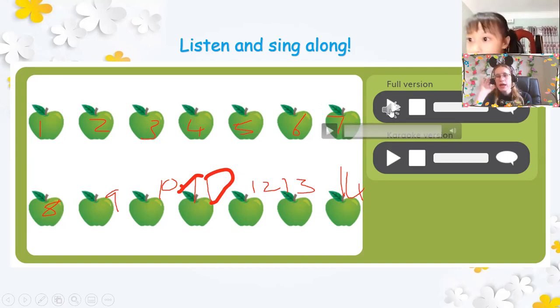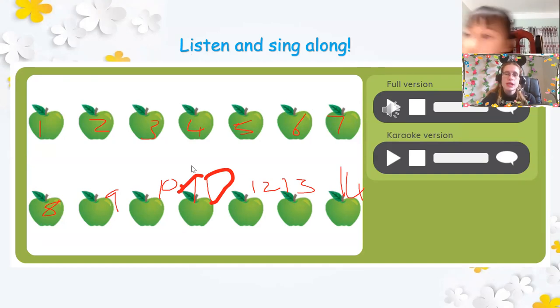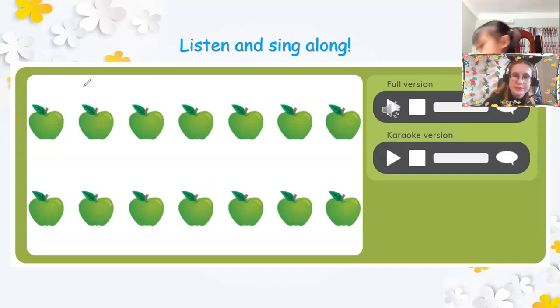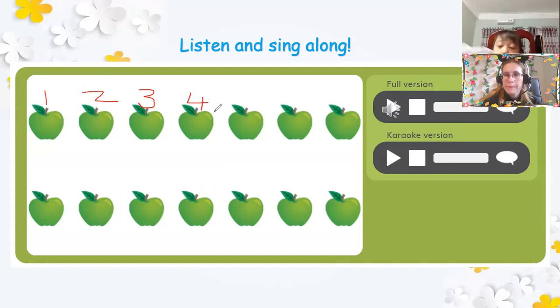Okay, so how many apples do we have? Let's count. 1. 2. 3. 4. 5. Can you count faster, please? 1, 2, 3, 4, 5, 6. 7. 8. Good job. 8.